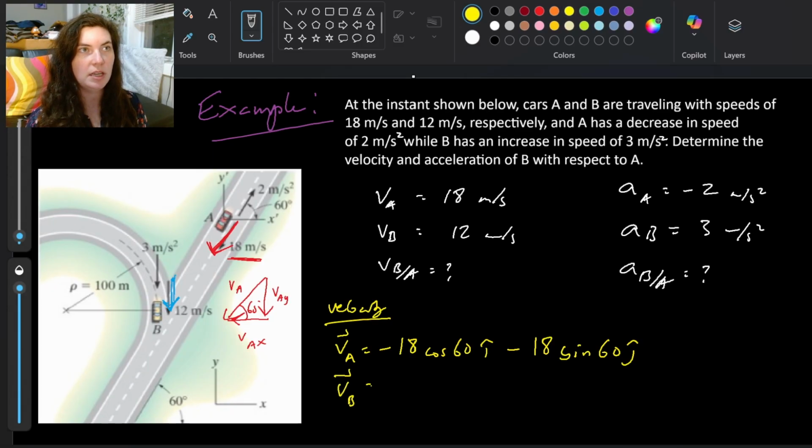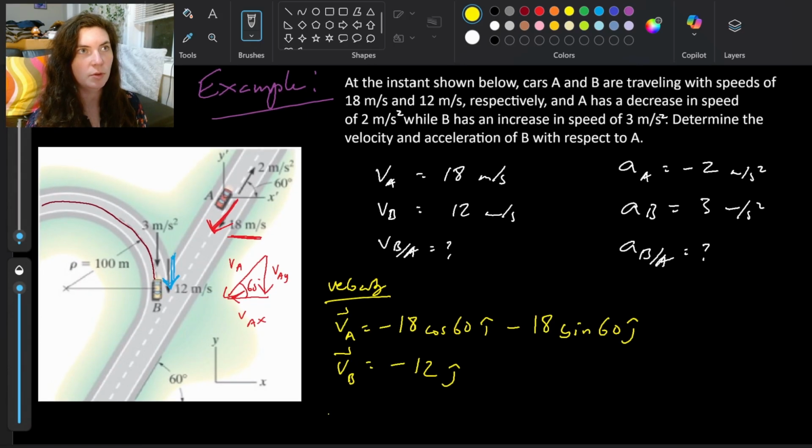Our velocity of B is just in the negative Y direction. If we notice, he's merging from a curvilinear highway over here, but velocity is always tangent to the curve. So this velocity, this 12 meters per second, is still just in the Y direction. There's no velocity in any other directions there. It's just -12 j hat. So from there, it's pretty easy to solve.